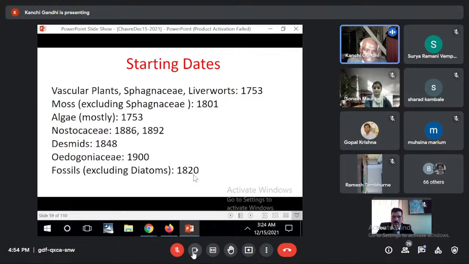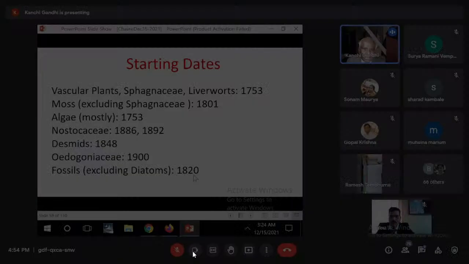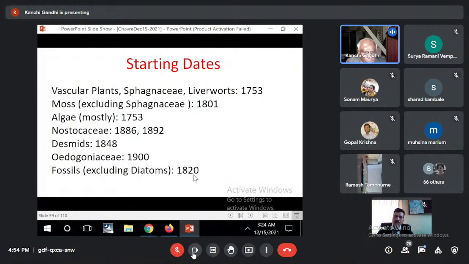Why so? Even though they are all algae, why do they have different starting dates? Because quality botanical literature on these groups started only at the relevant date, and the specialists in these groups, the Pelagoniaceae, Desmids, and Nostocaceae, suggested we do not want 1753 as the starting date for each group. Let us start with 1900 for Pelagoniaceae, Desmids 1848, Nostocaceae 1886.